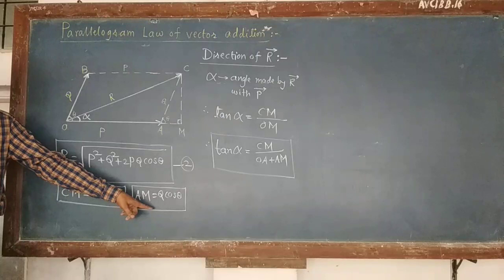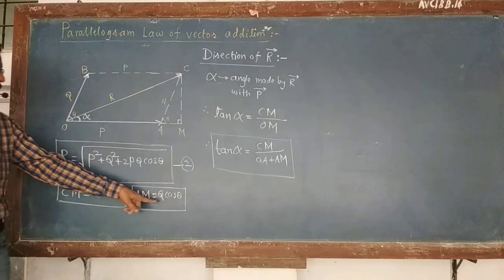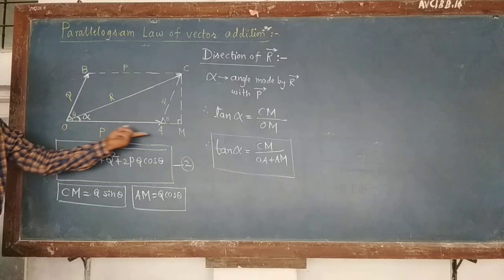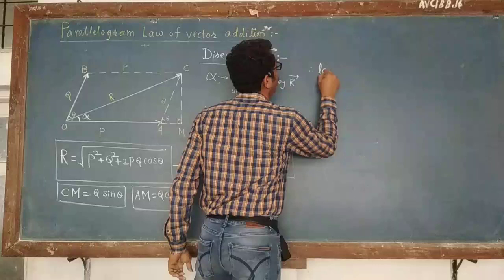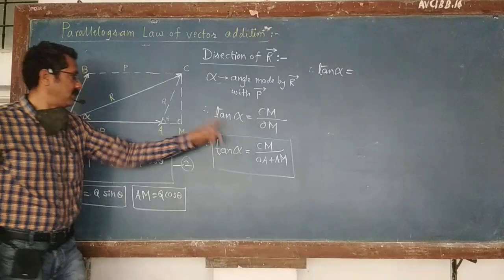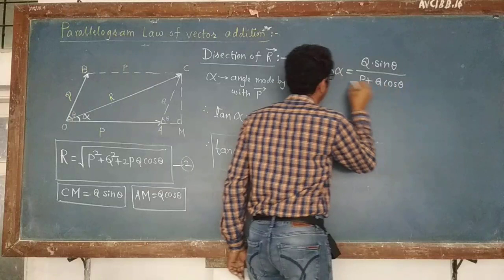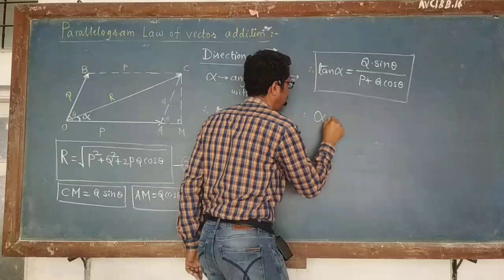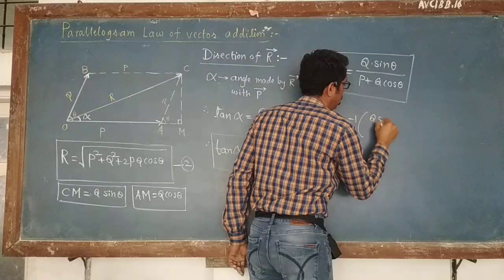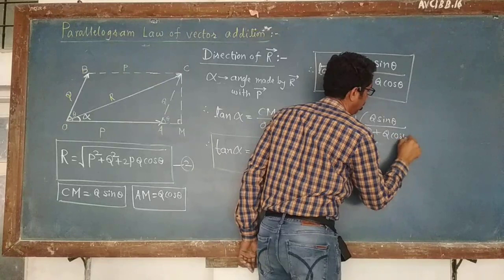So what is Cm equal to? Cm is Q sin theta. Am is Q cos theta. Oa is equal to P. Put all those values, and therefore tan of alpha is equal to Q sin theta divided by P plus Q cos of theta. And therefore, if I want to find the angle, I can write alpha is equal to tan inverse of Q sin theta divided by P plus Q cos theta. That is how I can write this.